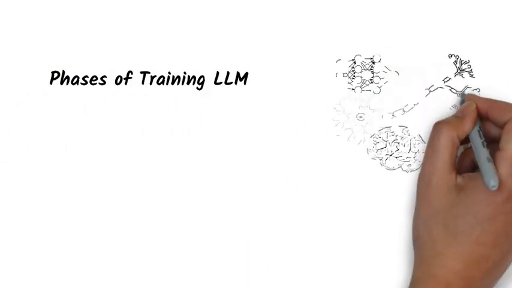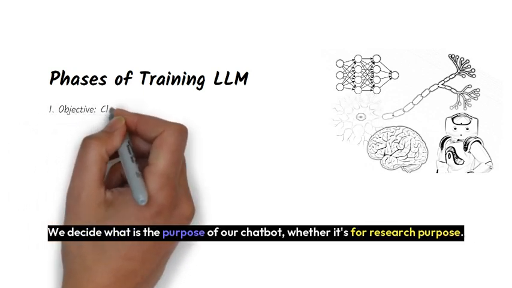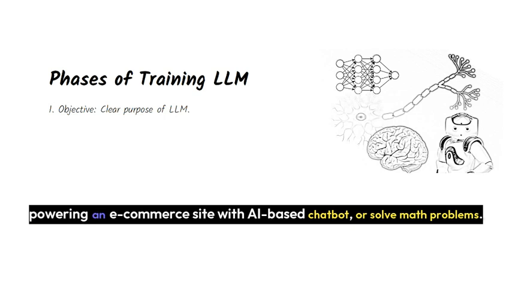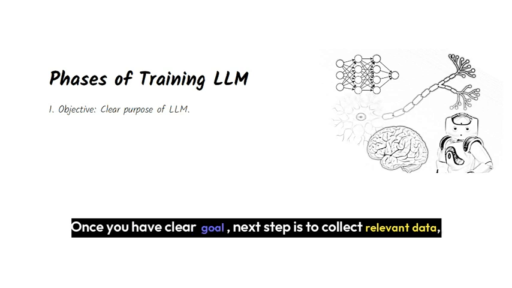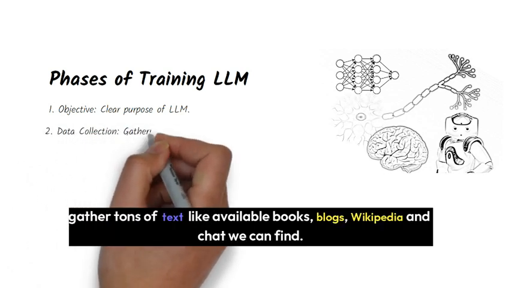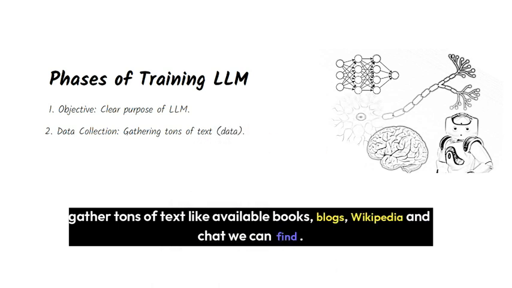All right, friends, so how do we turn that mini LLM from your keyboard into a full LLM? First, we start with a clear objective. We decide what is the purpose of our chatbot, whether it's for research purposes, powering an e-commerce site with an AI-based chatbot, or solving math problems. Once you have a clear goal, the next step is to collect relevant data. Gather tons of text like available books, blogs, Wikipedia, and chats we can find.